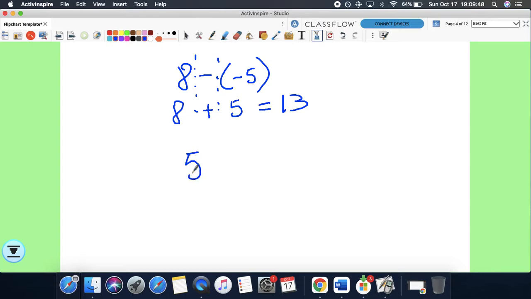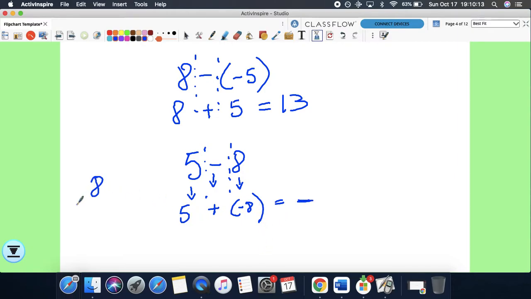Next one is 5 minus 8. This one you might want to change to addition, so it becomes 5 plus negative 8. You know that the negative has the bigger absolute value, so we take the sign of the number that has the bigger absolute value, so that's a negative. So negative, and we do 8 minus 5, and you get 3.